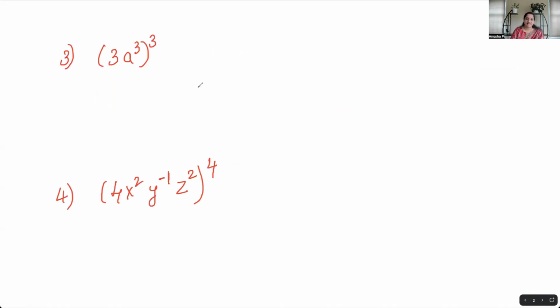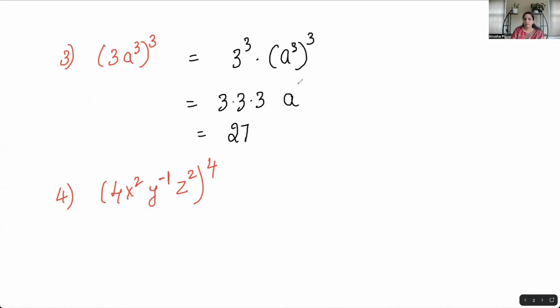Now, the third example is 3a to the power of 3 whole to the power of 3. So, when you split the power, what you will get? 3 to the power of 3 times a to the power of 3 whole to the power of 3. What is 3 to the power of 3? 3 times 3 times 3 is nothing but 3 times 3 is 9, 9 times 3 is 27, and a to the power of 3 times 3. a to the power of m whole to the power of n is nothing but a to the power of m times n, which is 3 times 3 is 9.